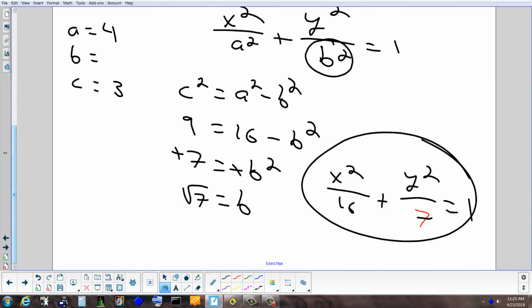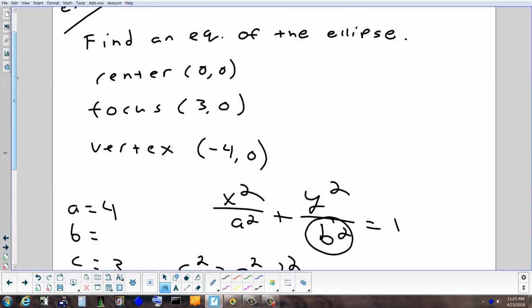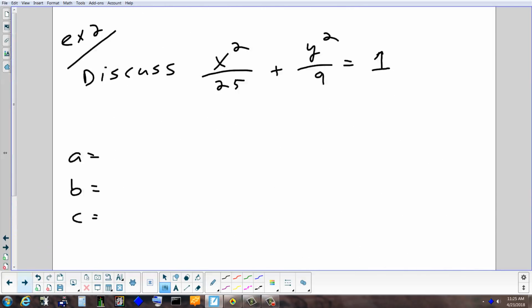That's pretty much the goal every time. Find A, B, and C, and then fill A and B into the formula. But they'll give you different information to start. This was very straightforward. They gave you the center, the focus, and the vertex. That's pretty much the most basic one you can have.